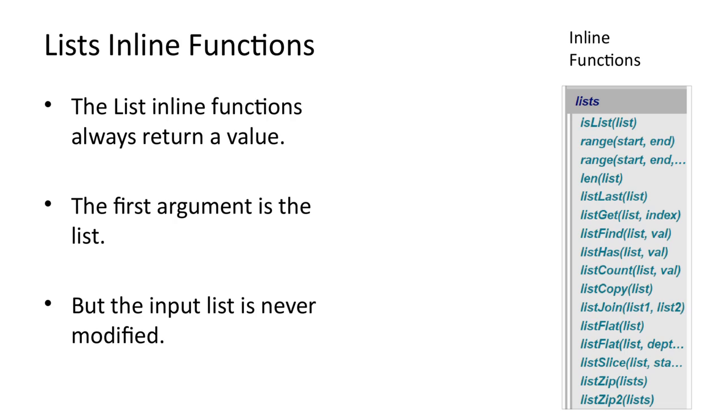The list inline functions can also be used to modify lists in various ways. Most of the functions have a list as the first input argument. However, this input list is never modified. Each inline function creates a copy of the list data and then modifies the copy. Note that if the lists contain a lot of data, this can be a computationally expensive operation. Let's look at a few commonly used functions.